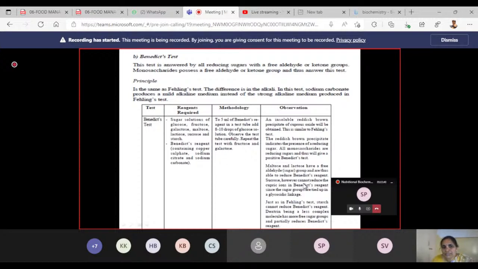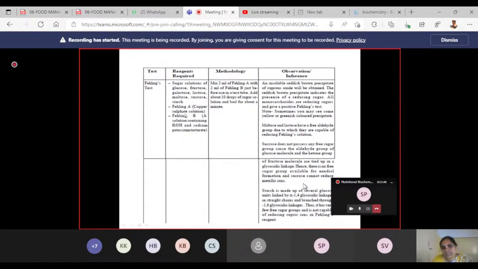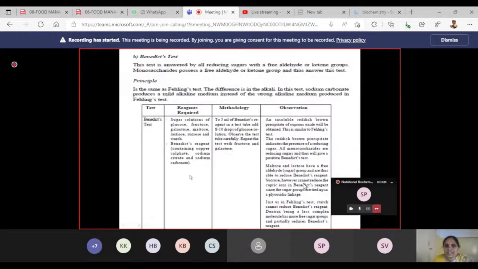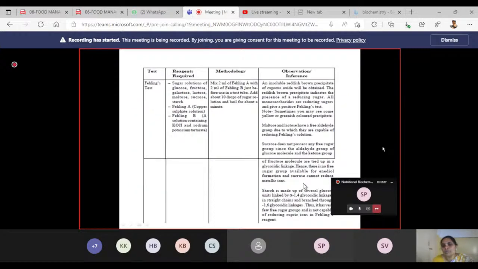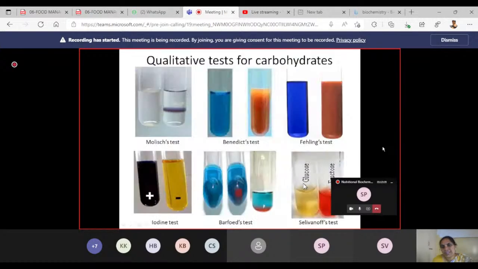But both will contain copper. Benedict's also has copper sulfate. Fehling's also has copper sulfate. So what is providing the alkaline condition in case of Fehling's reagent? Potassium hydroxide. In case of Benedict's reagent, sodium carbonate. So in alkaline condition, your sugars will be converted to enediols. The enediols will have strong reducing property, so they will reduce the copper ions. Then when they reduce the copper ions, it forms a reddish brown precipitate.